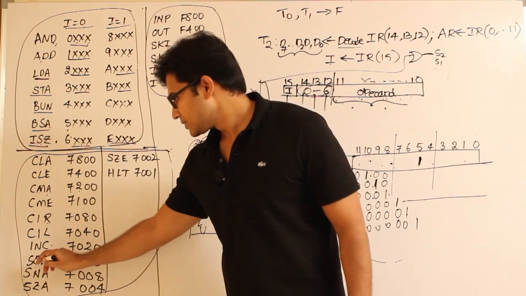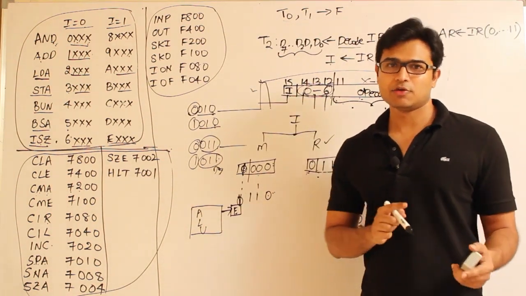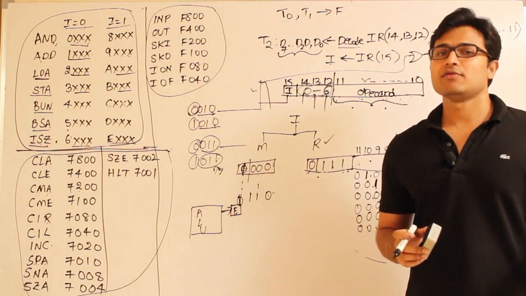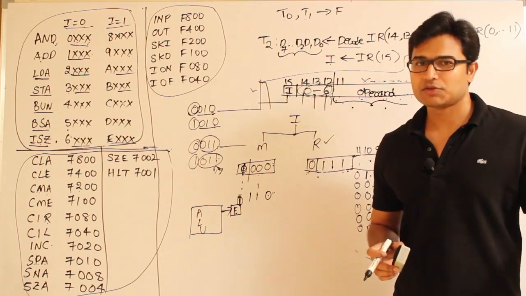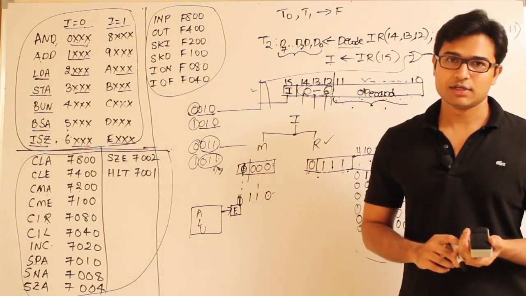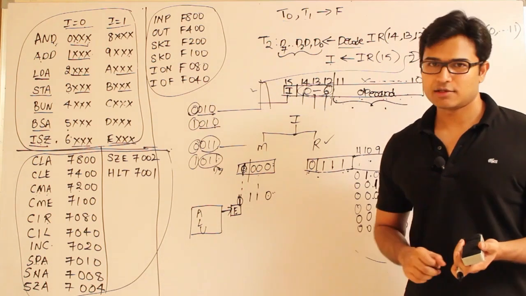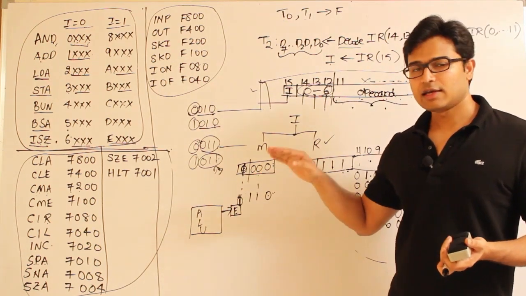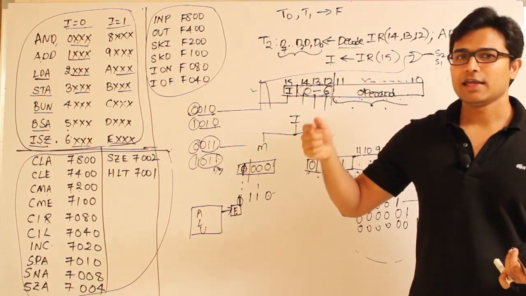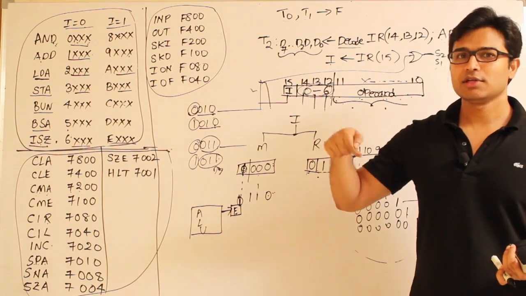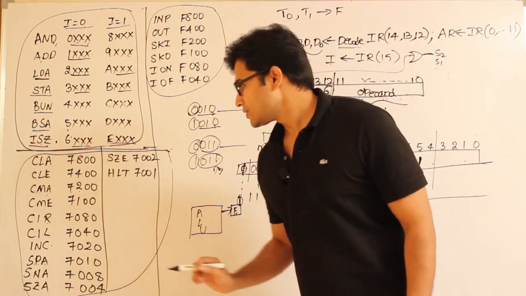SPA means skip if accumulator is positive. You test the sign of the data present in the accumulator, which is nothing but the most significant bit, and if it is positive, which means the most significant bit of the accumulator is 0, then you have to skip the next instruction. It is very useful while testing conditions, like when you want to implement an if condition. We shall get to an example later, but for now understand that it will test the sign of the accumulator, and if the number is positive, it will not execute the next instruction, it will skip to the next one by incrementing the program counter. Got it? Now it is 7010.